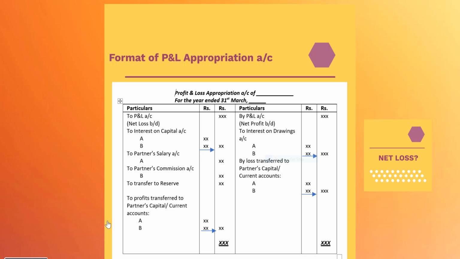But just before we begin the account, for any net profit arrived at from the profit and loss account, we need to bring it down to the credit side of the profit and loss appropriation account as by profit and loss account, that is a net profit brought down. On the other hand, where there is a net loss, we'll have to bring it down to the debit side of the profit and loss appropriation account as to profit and loss account, the net loss has been brought down.